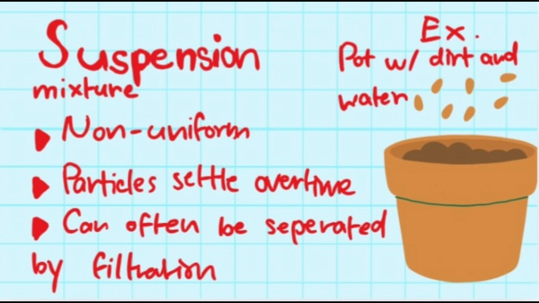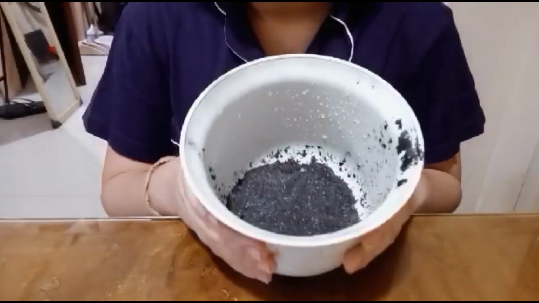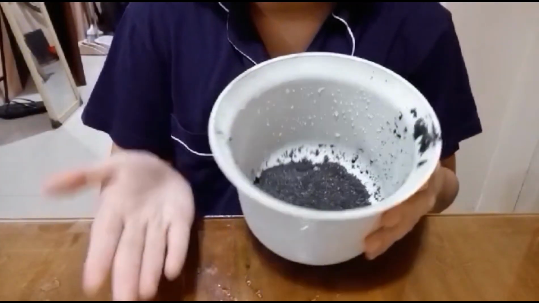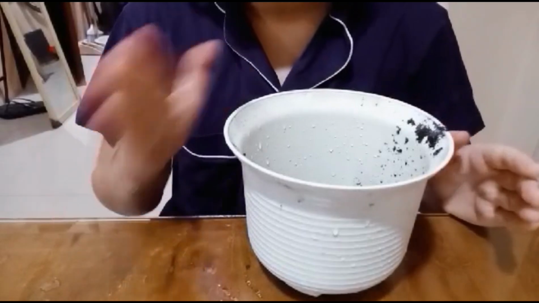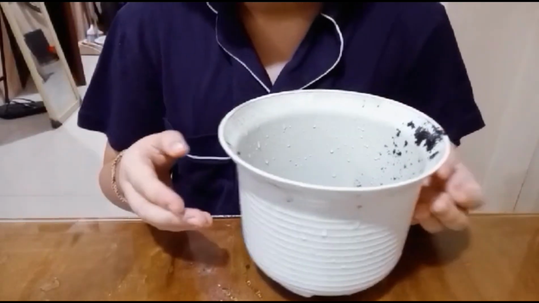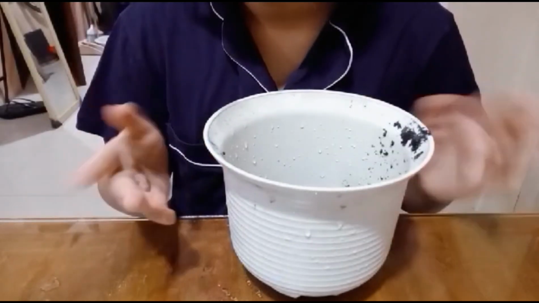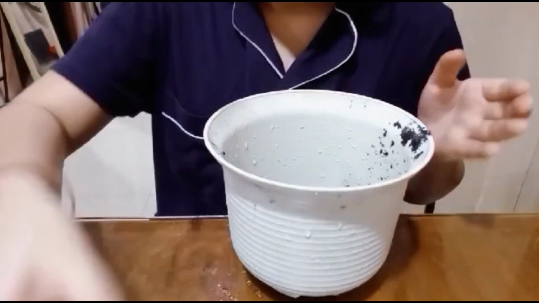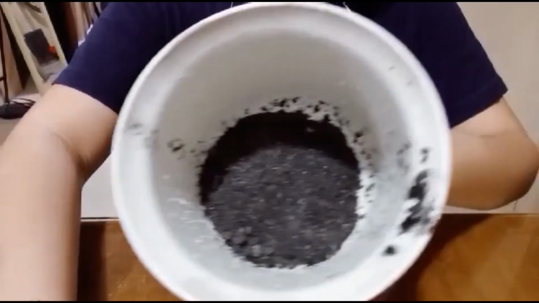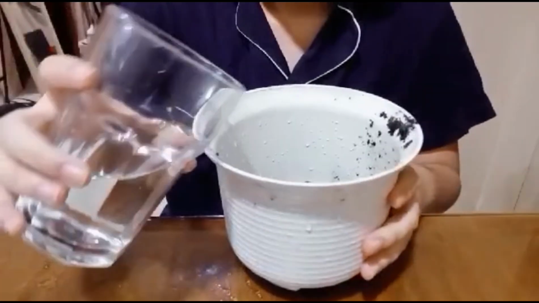Lastly, we have a suspension. A suspension is a heterogeneous mixture where the particles are large enough to be seen and may settle at the bottom over time. Suspensions are not evenly mixed and can often be separated. An example would be sand mixed with water, where the sand would eventually settle at the bottom.